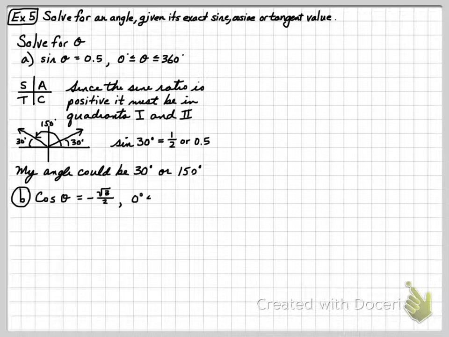For B, the cosine of our angle is negative root 3 over 2. Now we want to know the angles between 0 and 180 degrees. Well, cosine is going to be negative in quadrant 2, and it's going to be negative in quadrant 3, but our domain is limited to 0 to 180 degrees, so we only have to worry about quadrant 2.